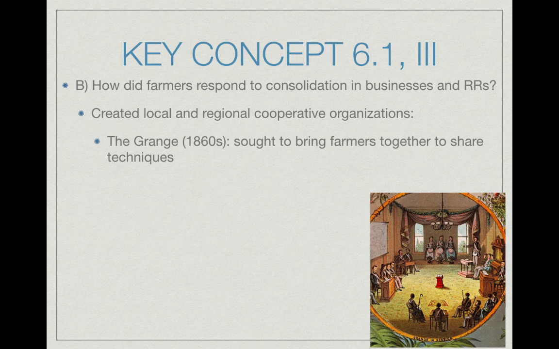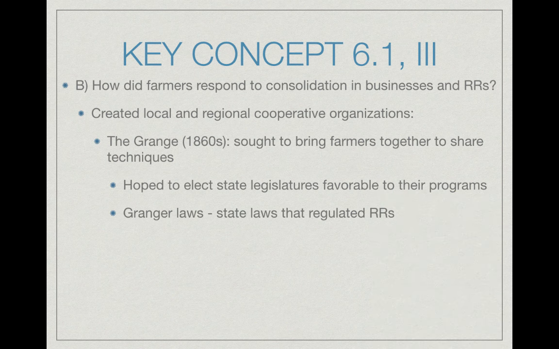We have the Grange in the 1860s. They sought to bring farmers together to share techniques, and they hoped to elect state legislatures that were favorable to their programs. Granger laws were different state laws that regulated railroads, and these were successful only for a limited time because railroads fell under interstate commerce, which only Congress could control.